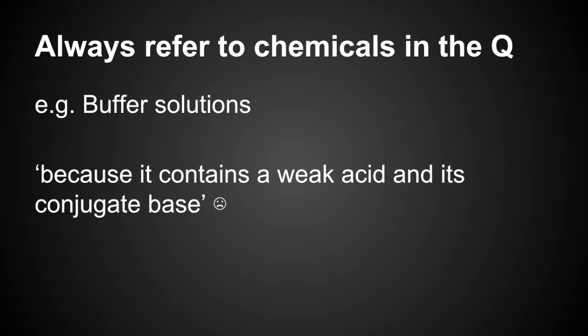So first one, always refer to chemicals given in the question. A classic example of that is buffer solutions. If you're told what the buffer solution is made from, you can't get away with saying because it contains a weak acid and its conjugate base. You've got to specify what the weak acid is and what that conjugate base is.